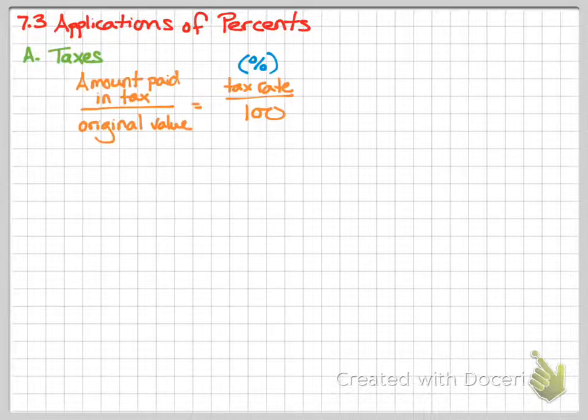When dealing with taxes, we remember that the amount paid in tax over the original value equals the tax rate over 100. So in other words, the amount of sales tax you pay depends on the total price tag of the item you're buying or the item you're selling. And then the tax rate is the percentage out of 100 that sales tax comes from.